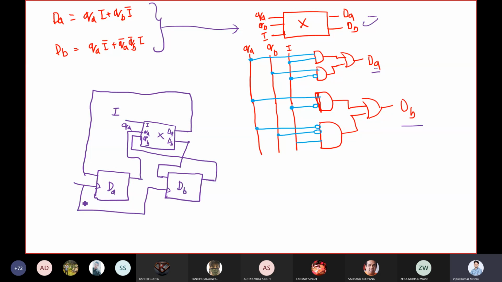Now what will happen when your clock has a high edge and you get an input, your output will be changed. Your QA and QB will be modified. So that will give you the output.